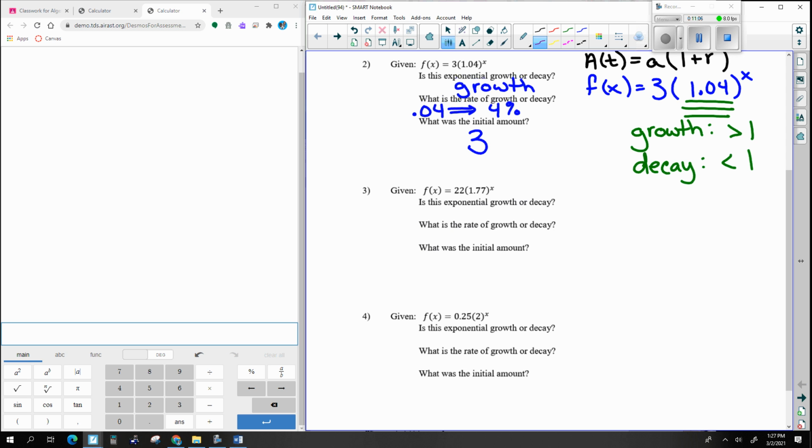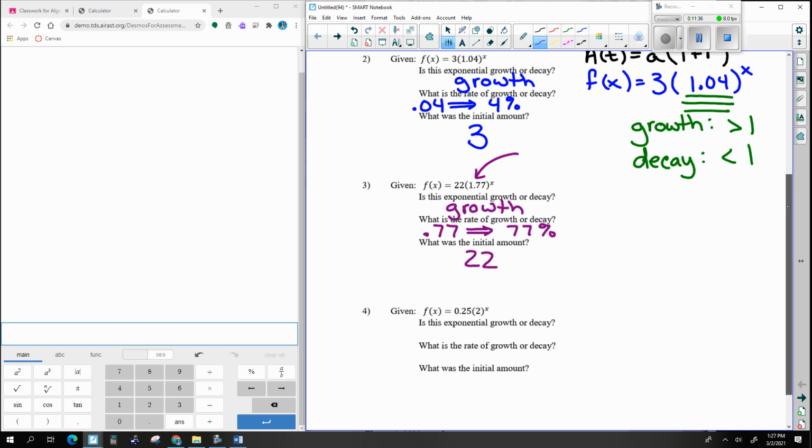Same type of questions. Is this growth or decay? Again, this is growth, because that inside number is bigger than 1. How much bigger than 1 is it? It's 0.77 bigger than 1, so that means the rate is 77%. What was the initial amount? That's the outside number. That was 22. So I started off with 22 somethings, and I have a 77% growth.